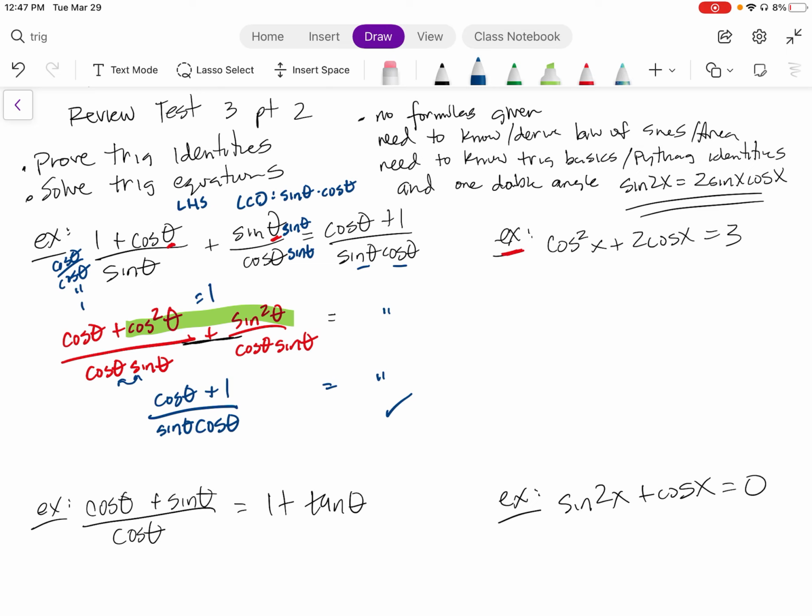So I'm going to jump back and forth between an equation and an identity. On the right, we have an equation. I'm trying to solve. I'm trying to get x.